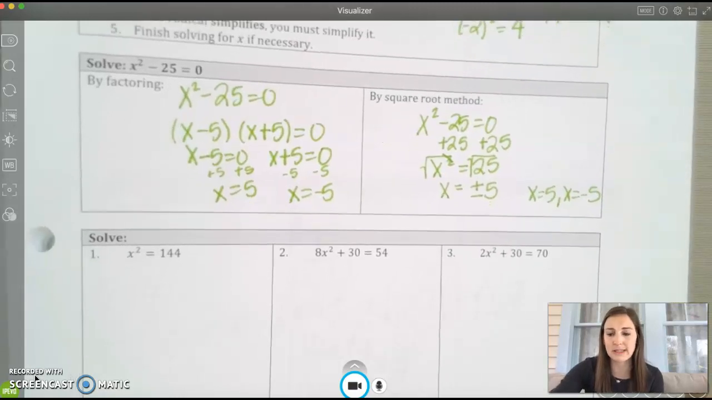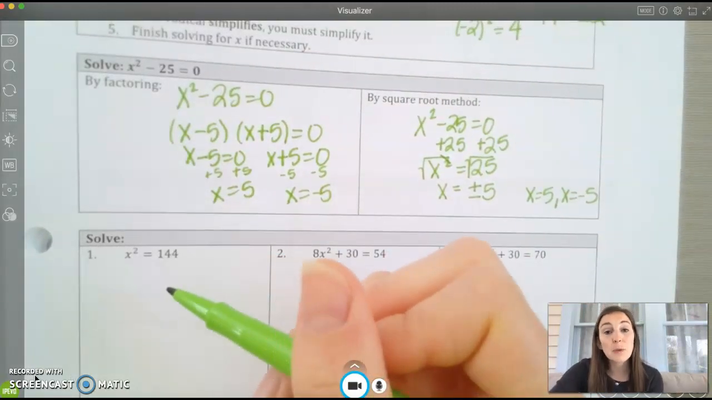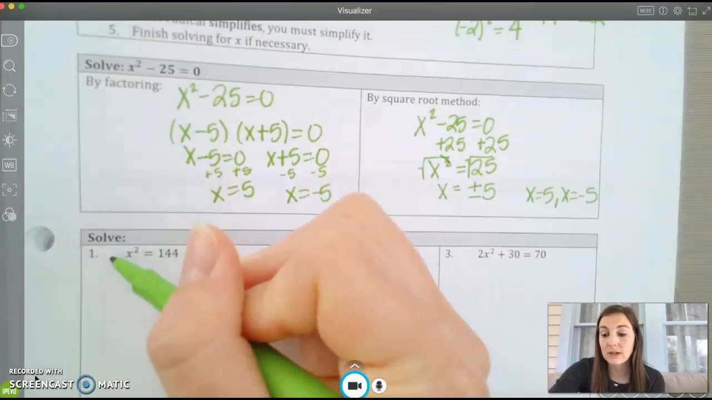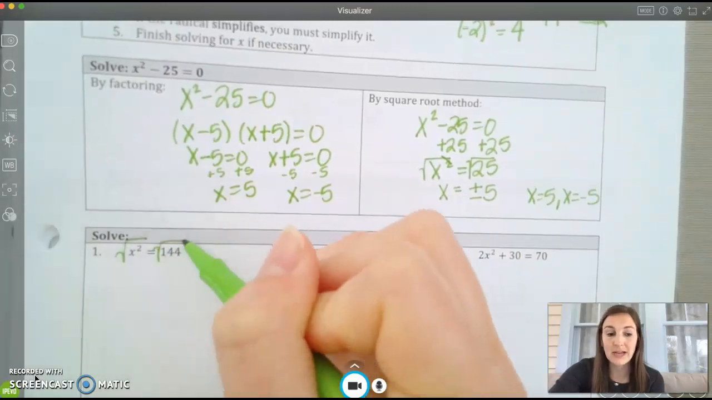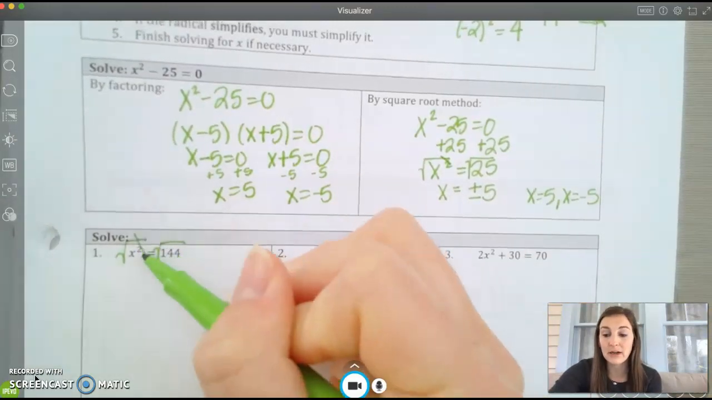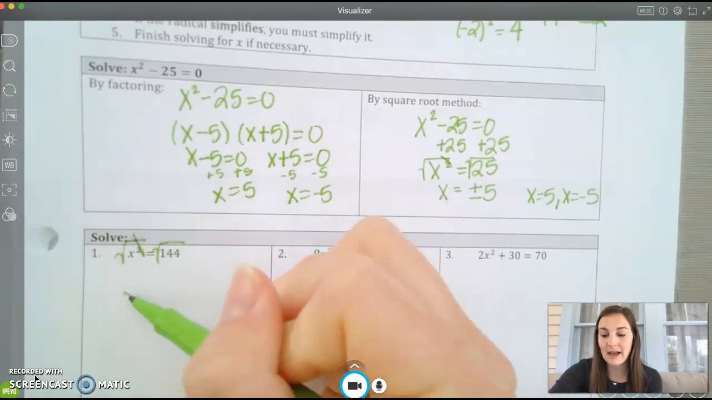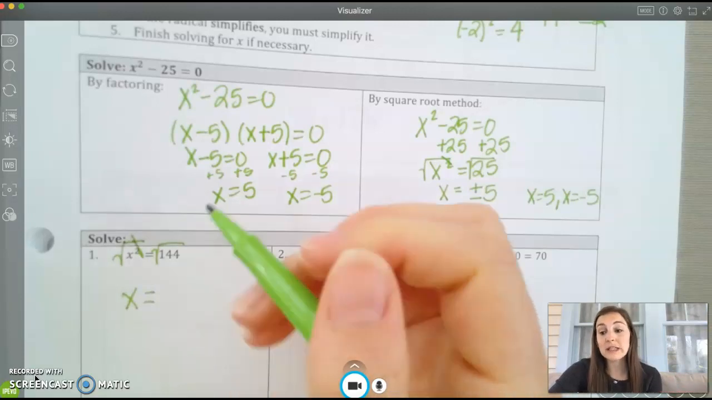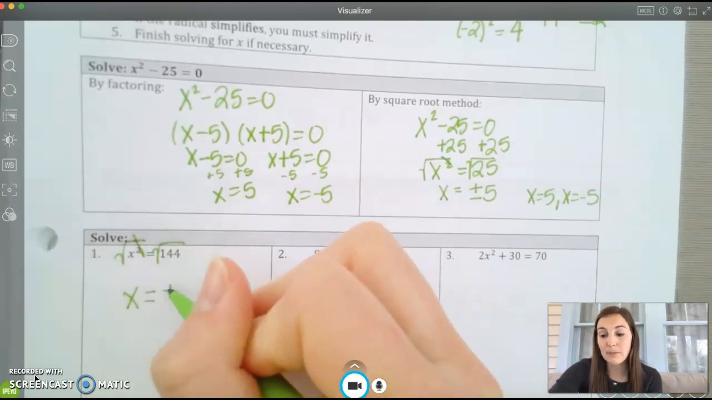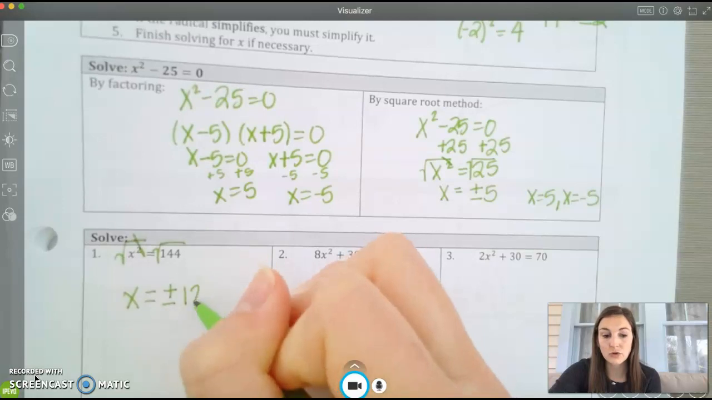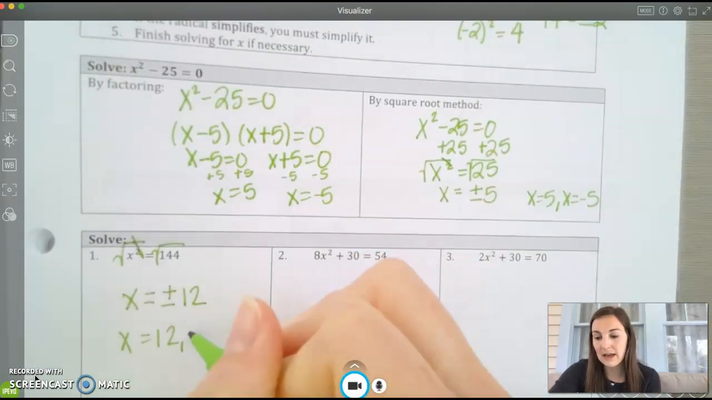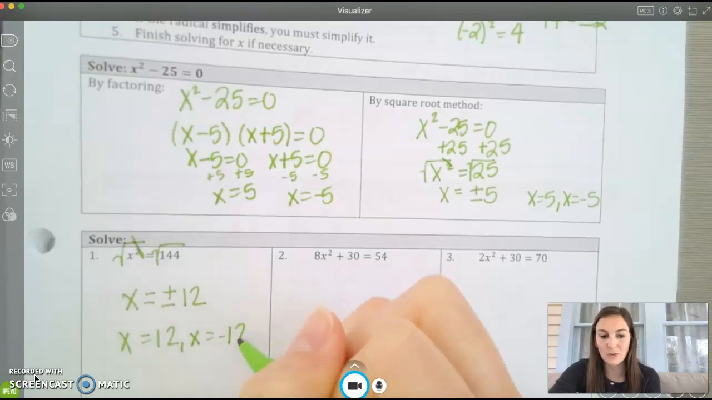Okay, so let's try some more examples here. x squared is already by itself. Since it's already isolated, all I need to do is take the square root of both sides to make the x squared turn into x. So I get x equals, and the square root of 144 is 12. So I have plus or minus 12 here. So x equals 12 and x equals negative 12.